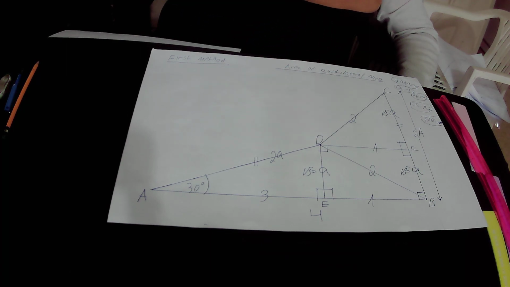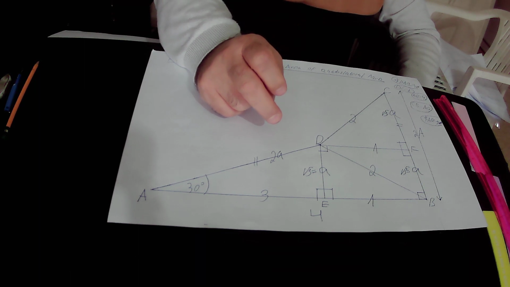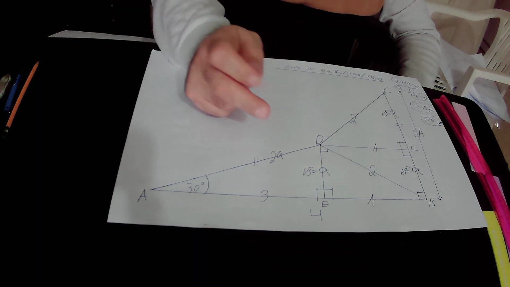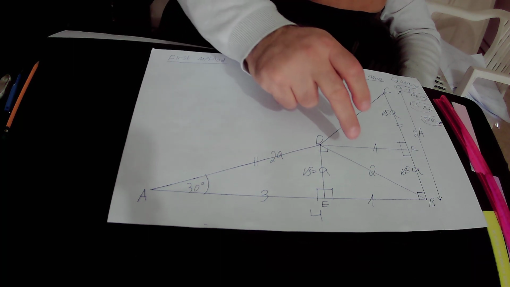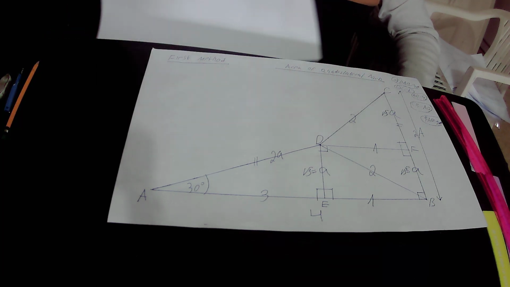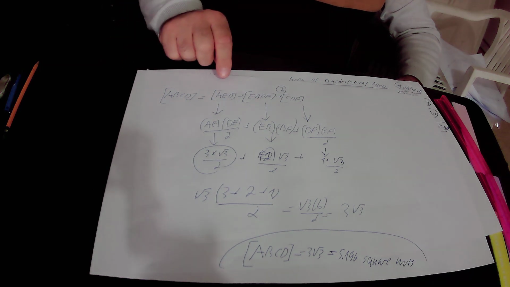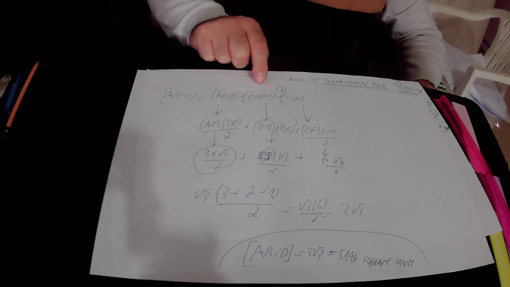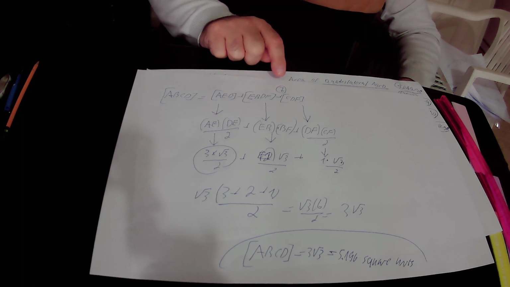Now we can easily find out the area of quadrilateral ABCD. Because the area of quadrilateral ABCD will be equal to the area of the right triangle ADE plus the area of quadrilateral DFEB plus the area of the right triangle DCF. I repeat again, the area of quadrilateral ABCD equals the area of triangle AED plus the area of rectangle EBDF plus the area of the right triangle, triangle CDF.